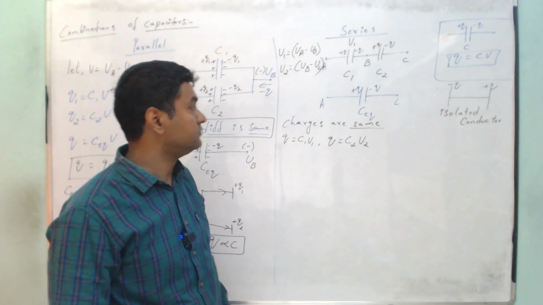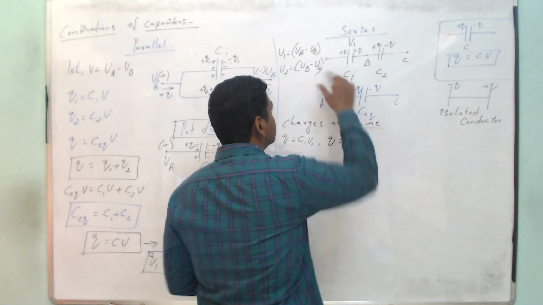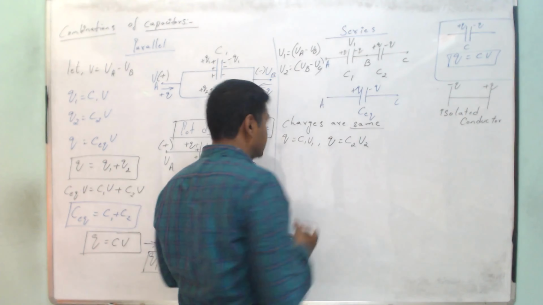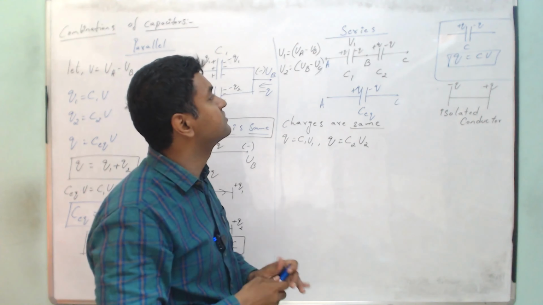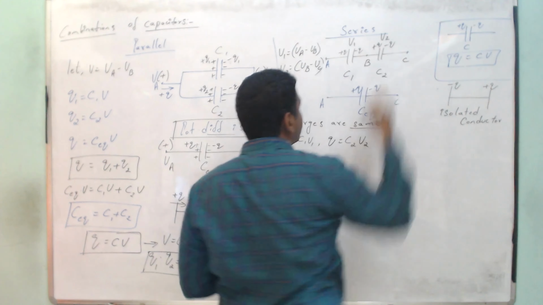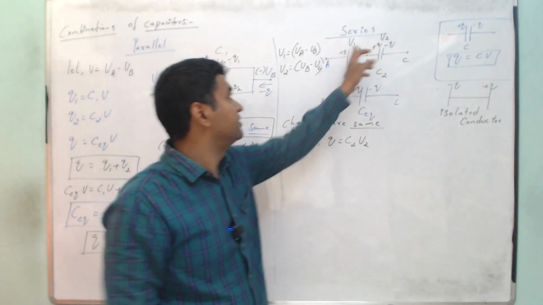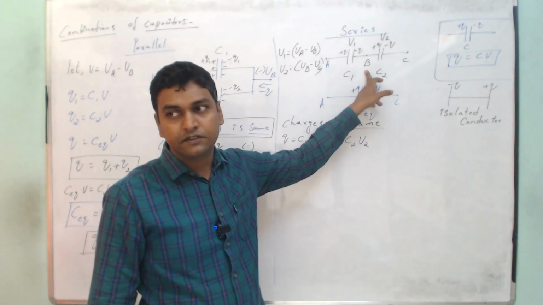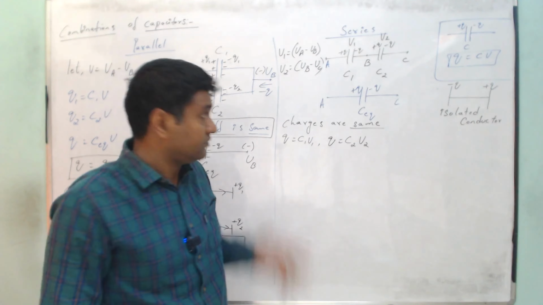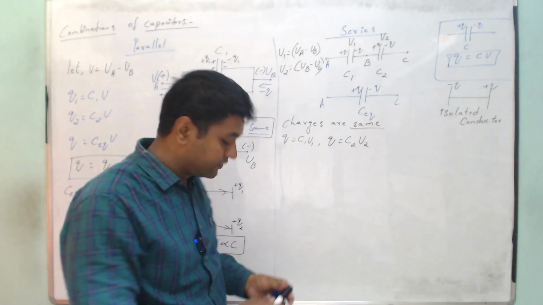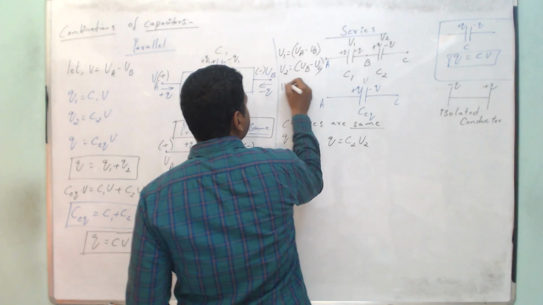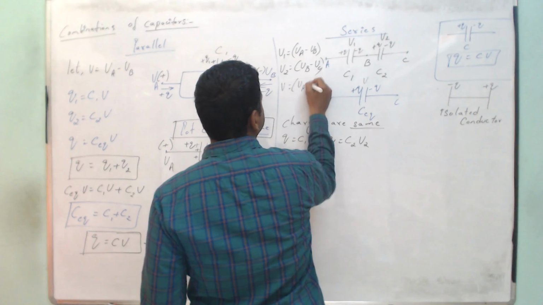Now, here what I am saying is my potential difference across C1 and C2, if it is V1 and V2, first what is my V1, what is my V2? V1 is VA minus VB. V2 is VB minus VC. And if I say the potential difference across A and C is V, then I can say V is equal to VA minus VC.